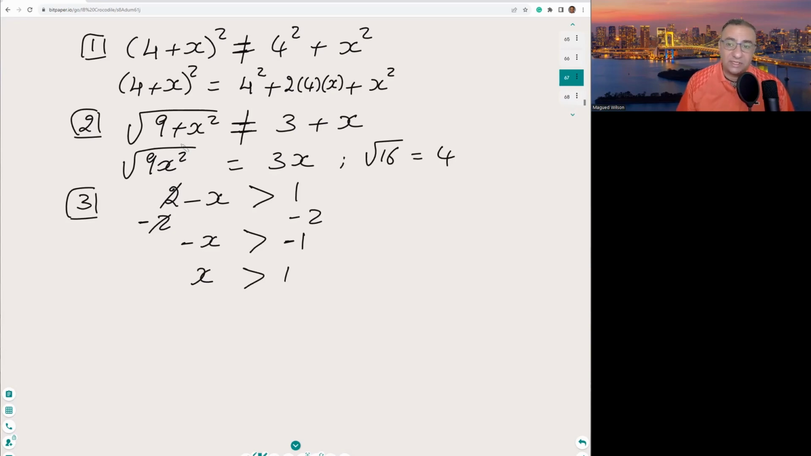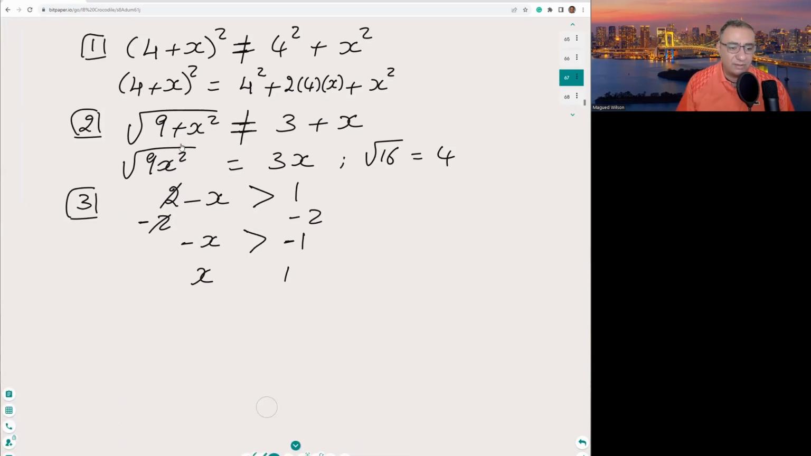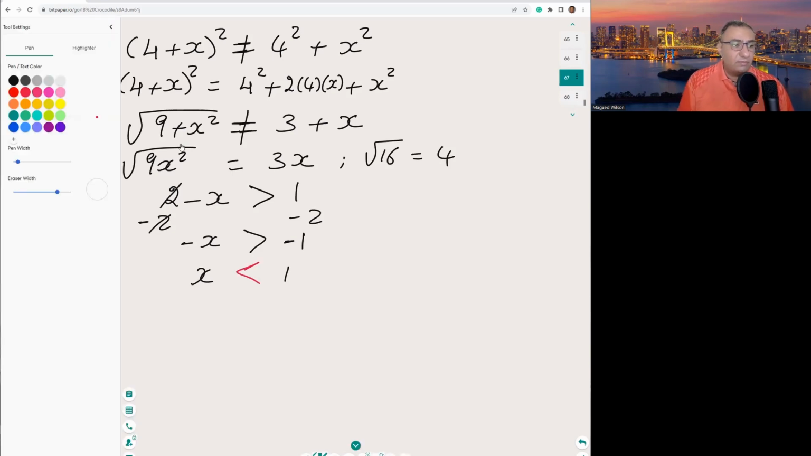So what is the mistake here? If you multiply or divide both sides of the inequality by a negative, you need to flip the sign of the inequality. So this greater than becomes less than. Please remember that. So that would be less than. Now, the fourth one.